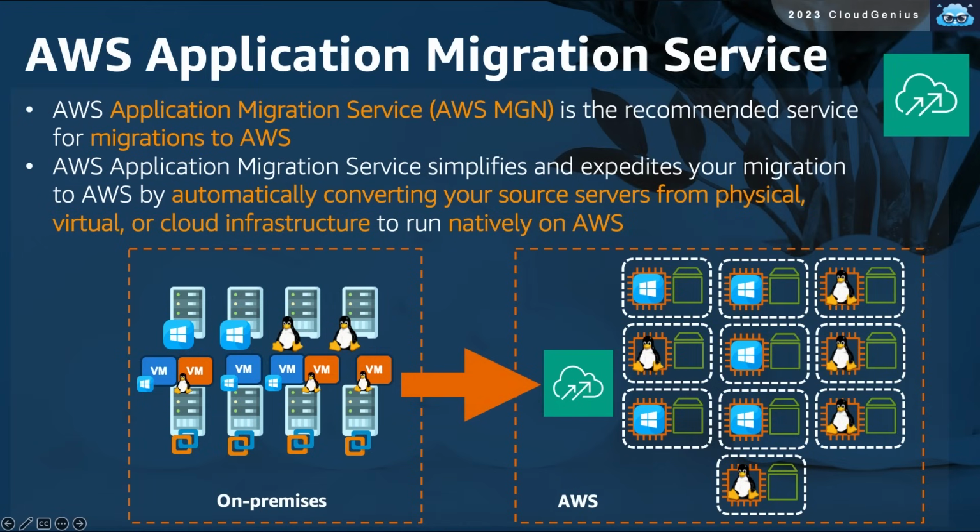AWS Application Migration Service, AWS MGN, is the recommended service for migrations to AWS. AWS Application Migration Service simplifies and expedites your migration to AWS by automatically converting your source servers from physical, virtual, or cloud infrastructure to run natively on AWS. It further simplifies your migration and reduces costs by allowing you to use the same automated process for a wide range of applications, without changes to applications, their architecture, or the migrated servers.